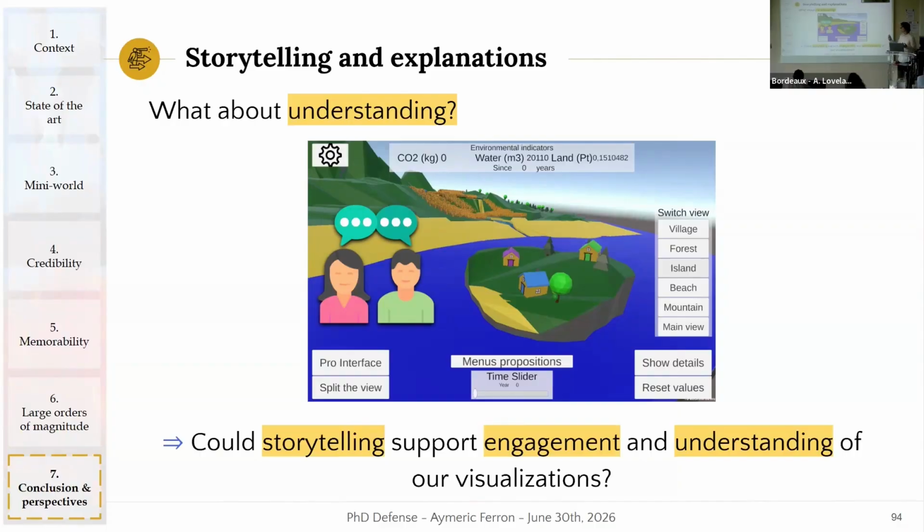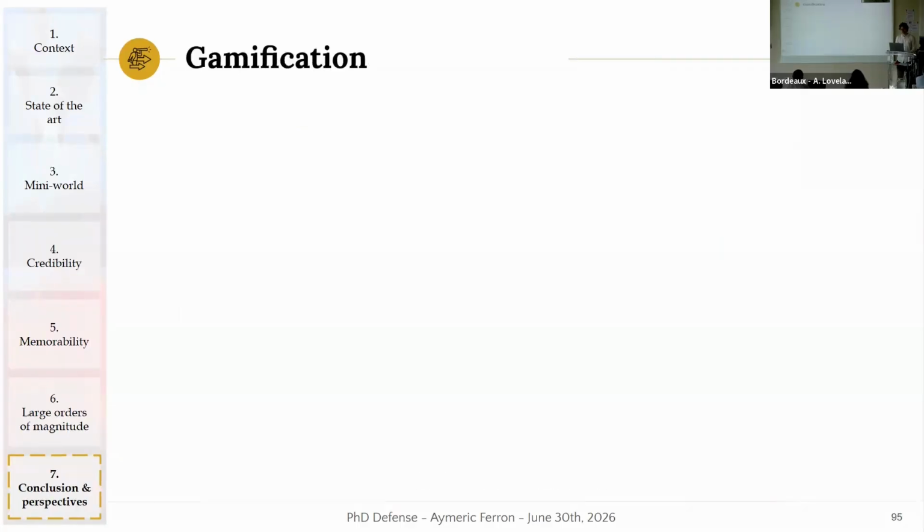Future work could answer the question: could storytelling support engagement and understanding of our visualizations? In this research, we introduced some gamification elements in section 5, where we focus on quiz-based gamification to communicate greenhouse gas emissions. However, gamification is much broader than just quizzes.